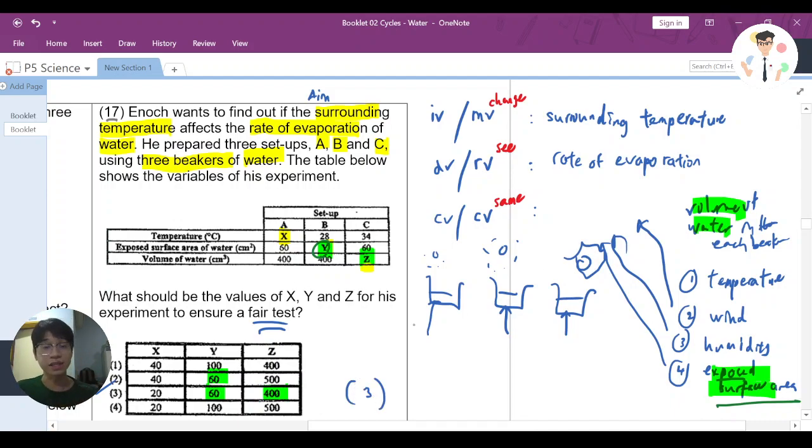So I hope you actually understand this question. Let me quickly explain again. Something to be changed, because we want to test, is the surrounding temperature. Something to check to see is the rate of evaporation. And to ensure it is a fair test, we must make sure the volume of water inside each beaker is the same, the wind they are exposed to is the same, and the humidity and the exposed surface area must be the same. And this can be changed also. If they want to test the wind, then the surrounding temperature must be the same. So that's basically how experiments work.